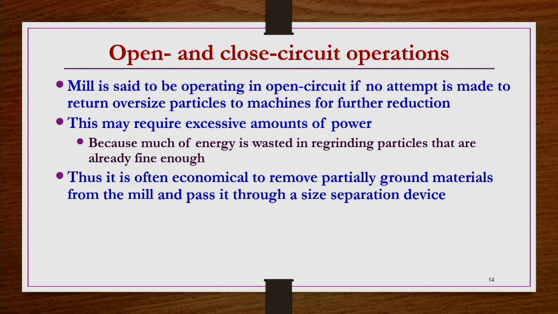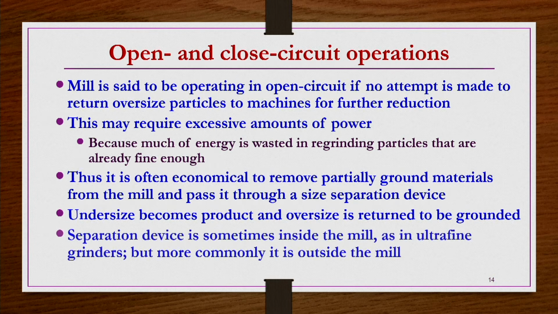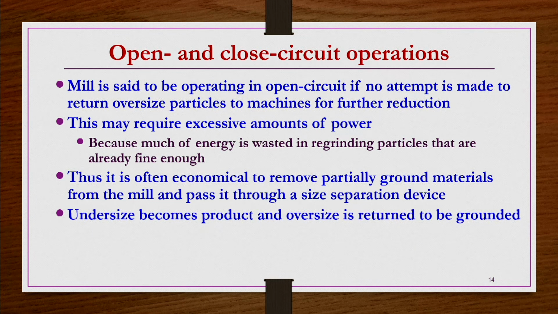So, it is often economical to remove partially ground material from the mill and pass it through a size separation device. Undersize may be taken as product, and oversize may be returned to the size reduction chamber for further size reduction. This way, one can save energy, and the specific product size requirements can be maintained.